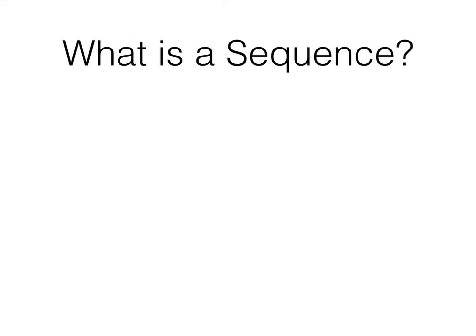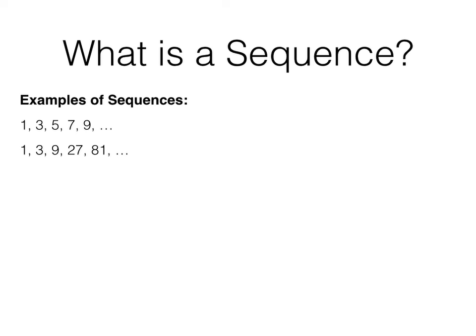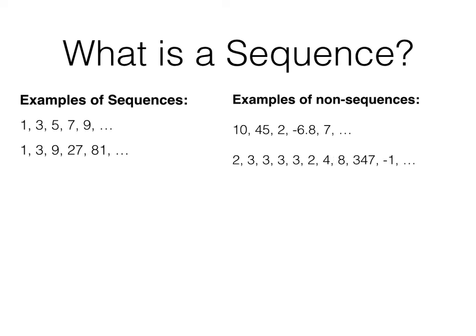So first of all, what is a sequence? Well, here's a sequence, 1, 3, 5, 7, 9. Here's another one, 1, 3, 9, 27, 81. And here are non-sequences, 10, 45, 2, negative 6.8, 7, 2, 3, 3, 3, 3, 2, 4, 8, 347, negative 1. Those are non-sequences. So what do you think is a sequence?